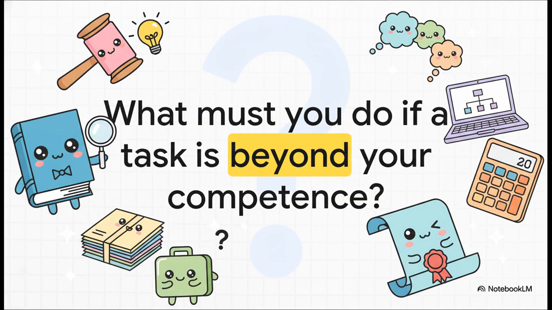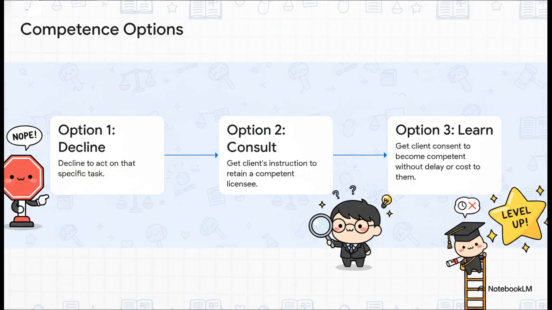Here's another absolute classic exam scenario. You're working on a file and something pops up that is way outside your wheelhouse. You've never seen it before. What does your professional duty require you to do? You have exactly 3 choices. You need to know these cold. Number 1, you can just decline to do that part of the work. 2, you can get your client's okay to bring in someone who is competent.